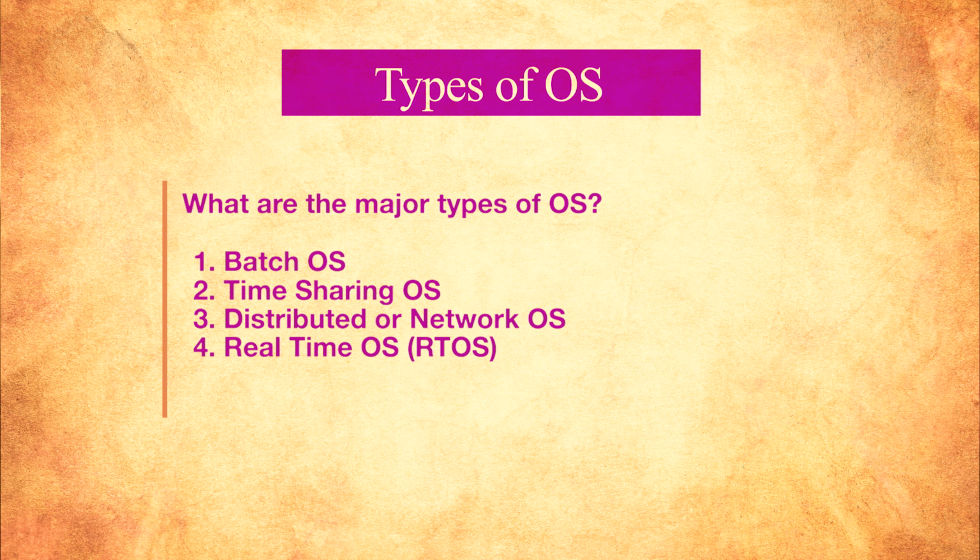So now let's talk about the types of operating systems. These could appear directly in an exam, especially for PSC and banking exams. Usually, we can say there are four major types of operating systems. First is batch OS, second is time sharing OS, third is distributed OS, and fourth is the real time operating system or RTOS. So let's talk about each one in detail.